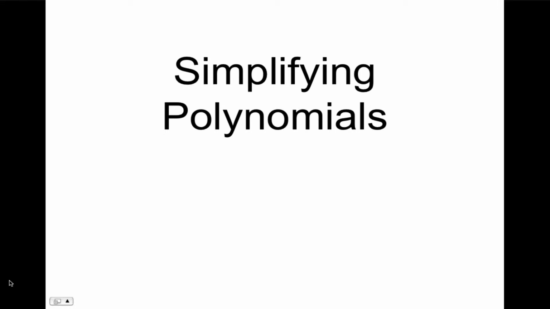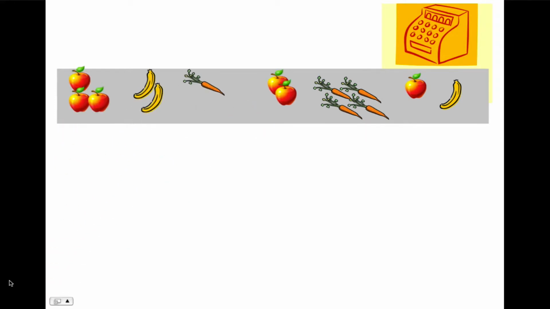Welcome. Today we're going to talk about simplifying polynomials. Previously, when we talked about combining like terms, we had this metaphor of the supermarket checkout line, where if you had produce on the belt and the cashier was trying to ring you up, they might get annoyed if you had your bananas, your carrots, and your apples spread out over the belt.